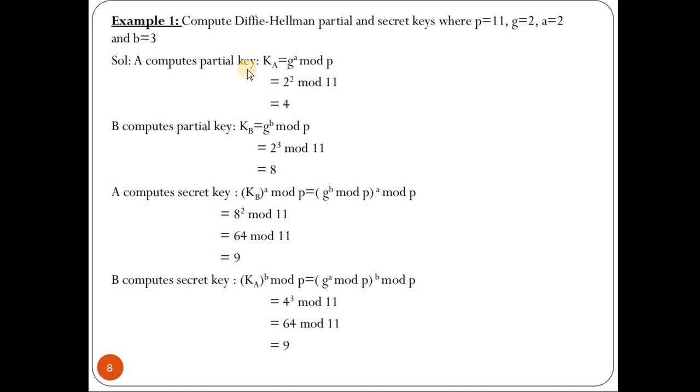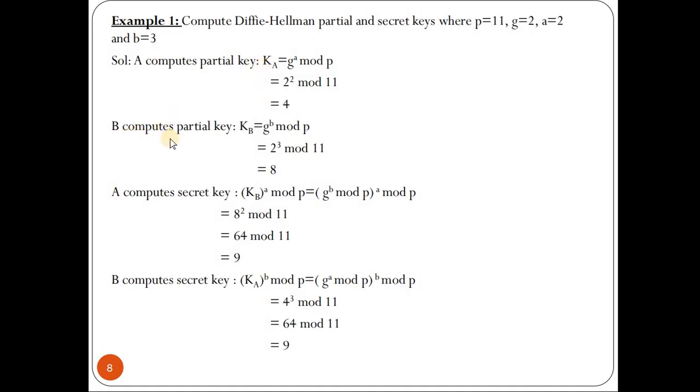So how to compute the partial key of A? That is G to the power A mod P. G is equal to 2, A is equal to 2. So 2 to the power 2 is 4, 4 mod 11 is 4. So this is the partial key of A. Let us indicate that as KA.